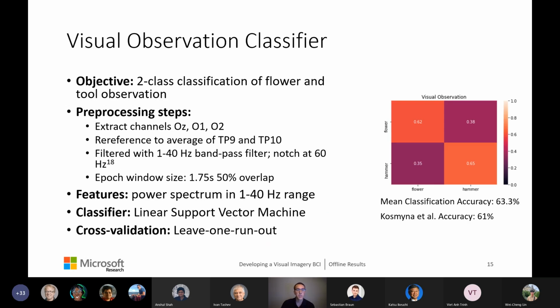So for the results of this visual observation classifier, it was pretty good. We were getting around 63% accuracy, so it was relatively good at classifying whether they were looking at a flower versus a hammer. And our accuracy of 63% was pretty close to what Natalia was getting at 61%, so it looked like everything was working as intended there.